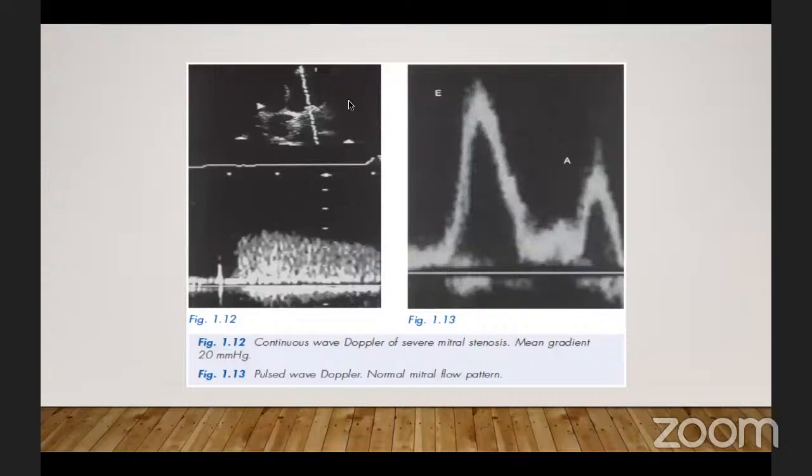So this is the difference between the continuous wave and the pulse wave here on the left side. This is how it's going to be presented on the screen of an echo. And this is a pulse wave of the mitral inflow. I give you the mitral inflow Doppler wave with the E and the A.